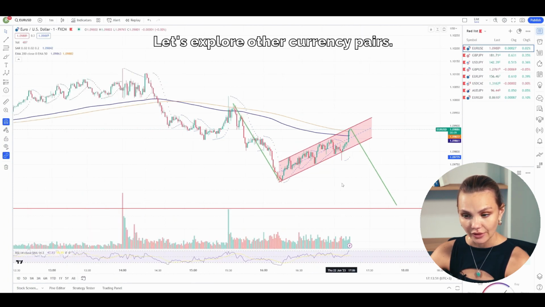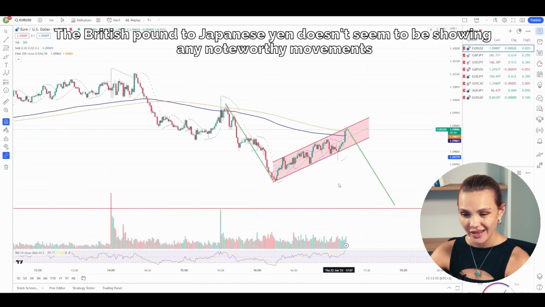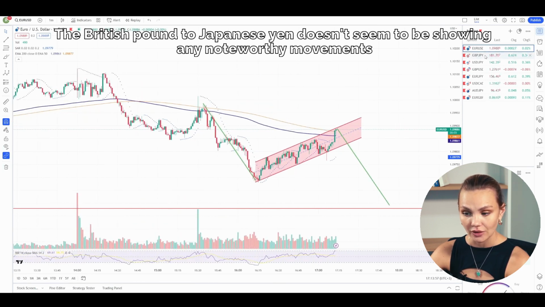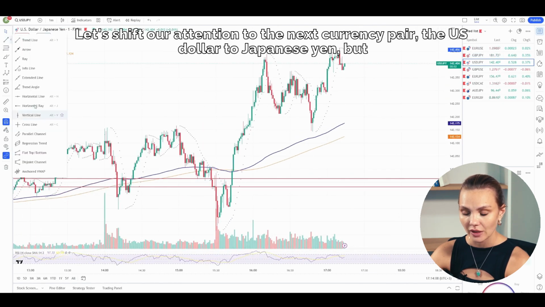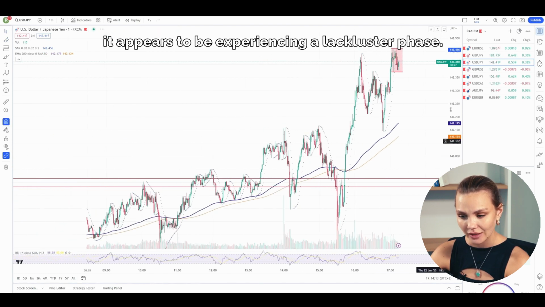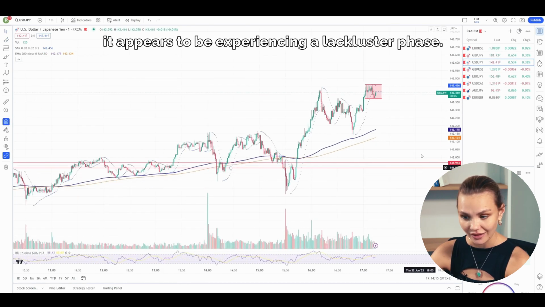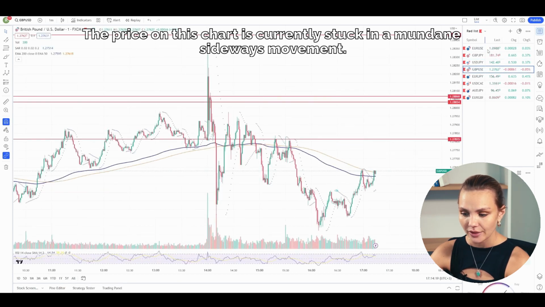Let's explore other currency pairs. The British pound to Japanese yen doesn't seem to be showing any noteworthy movement so far. Now let's shift our attention to the next currency pair, the US dollar to Japanese yen, but unfortunately it appears to be experiencing a lackluster phase. The price on this chart is currently stuck in a mundane sideways movement.